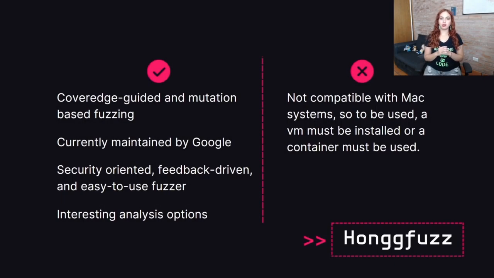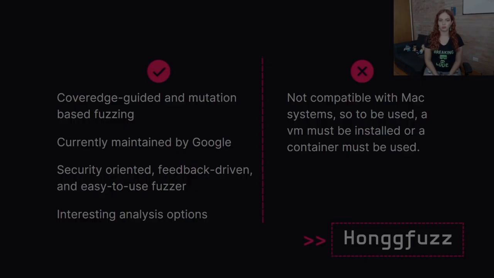To make fuzzers in Rust, we can use Honggfuzz and Cargofuzz libraries. Honggfuzz is a project for coverage-guided and mutation-based fuzzing, currently maintained by Google. It is a security-oriented, feedback-driven, and easy-to-use fuzzer with interesting analysis options. A disadvantage of this library is that it is not compatible with Mac systems, so to be used, a VM or a Docker container must be used.